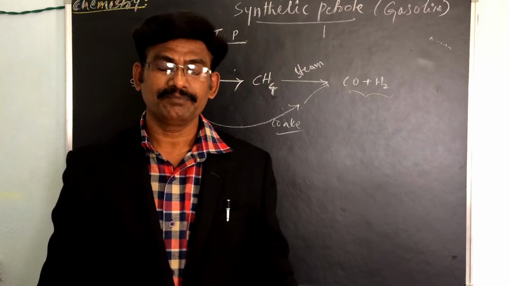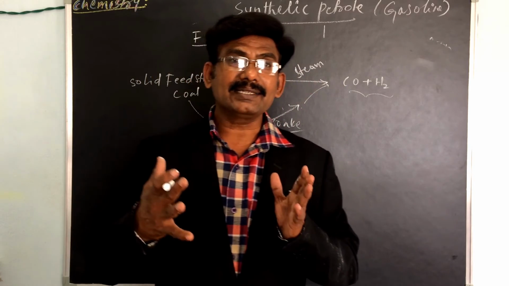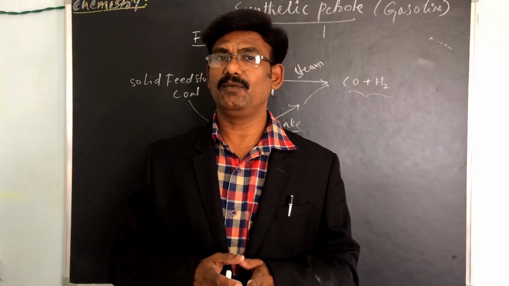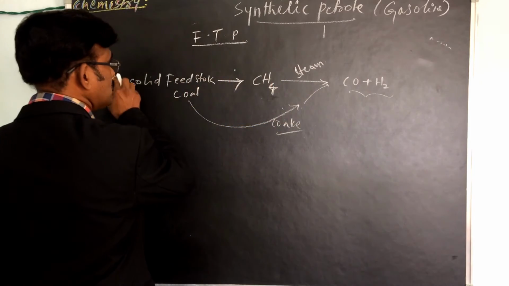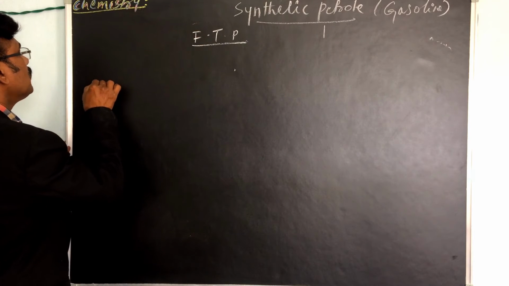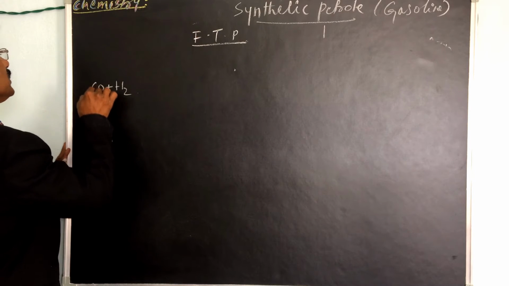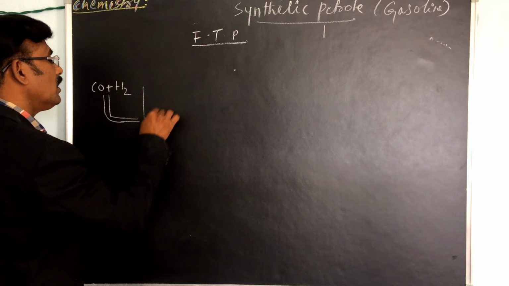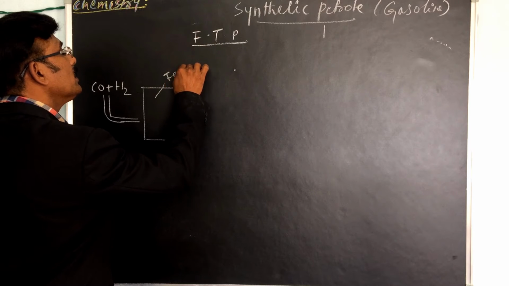Mainly the water gas is purified by passing through iron oxide, ferric oxide. Just listen to this one. What gas have we used? The carbon monoxide and hydrogen mixture. Here we have to use Fe2O3.